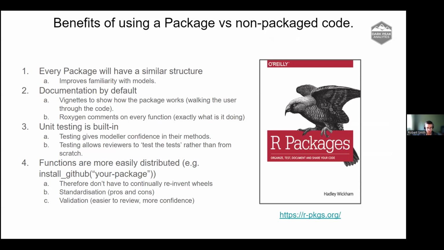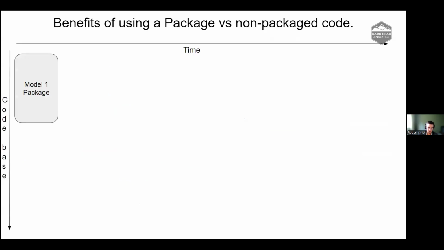And most importantly, at the top level, why this is useful is that functions are much more easily distributed. So you can just do install.github or install.package, and then you immediately have the functions that you need from that model. And so you might imagine that we have a code base, and for the first model that we build, that contributes quite a lot of code. Well, everything is new, everything is novel in terms of the code base.